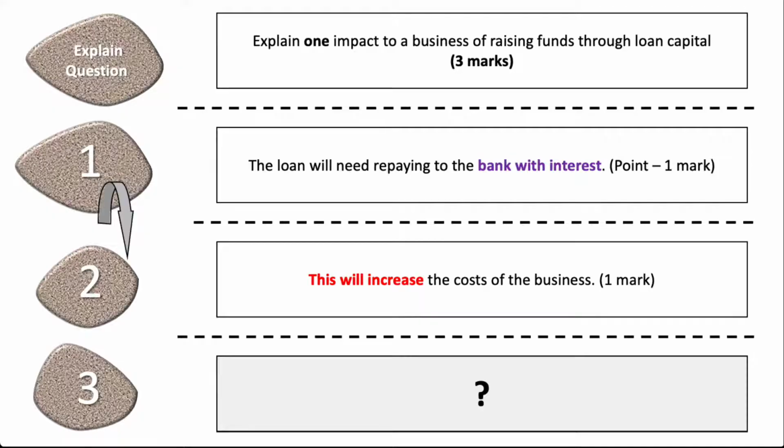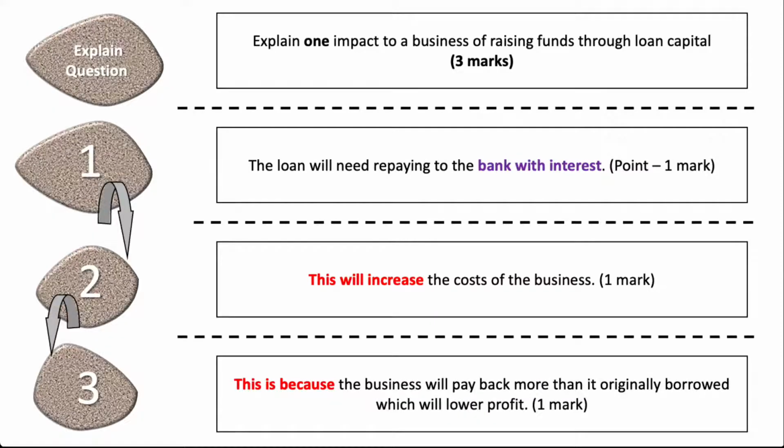Yeah, Elise, okay. Thank you for yours. And Tom, yeah, okay. Good use of "therefore" as a connective. I assume you mean fixed costs there, Kwanda, yeah. Let's have a look at a possible answer then. So we've said that the loan will need repaying to the bank with interest. This will increase the cost of the business.